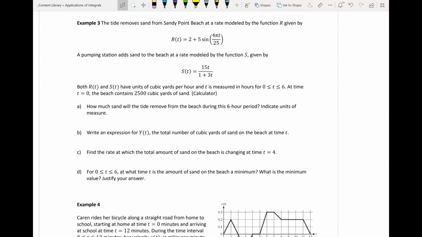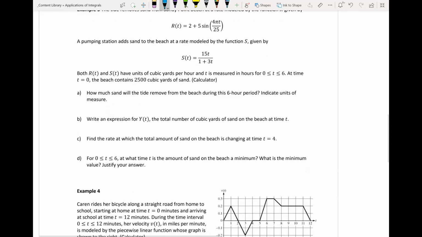Let's look at another example. It says the tide removes sand from Sandy Point Beach at a rate modeled by R, and we also have a pumping station that adds sand to the beach at a rate by S. So both R and S have units of cubic yards per hour, and t is measured in hours from 0 to 6. At time 0, the beach contains 2,500 cubic yards of sand, and we're going to use a calculator to help us do these questions.